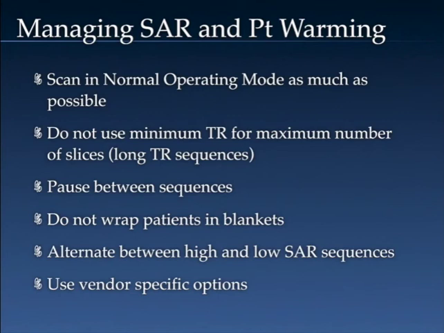Another thing you can do is alternate between high and low SAR sequences. Instead of doing several high SAR sequences in a row, mix them up a little bit and alternate those sequences. And then you may also have vendor-specific options. Low SAR mode is just one that I can think of. There are other types of pulses, VERSE pulses, for example, on 3T systems that are more SAR-friendly. So look to use sequences or options that are more SAR-friendly. And above all, try to stay in that normal operating mode as much as possible.